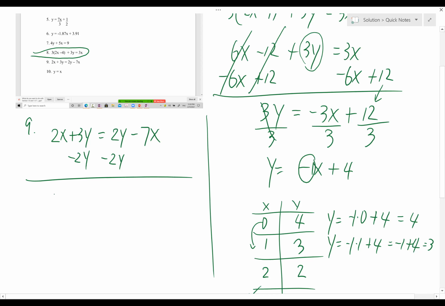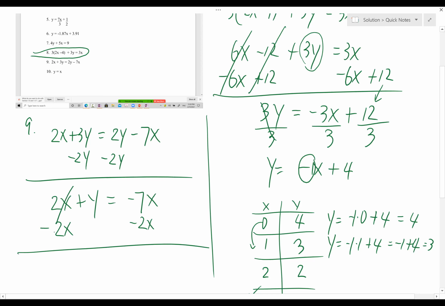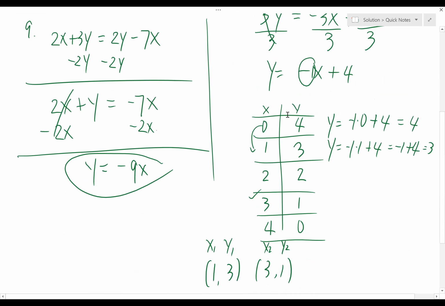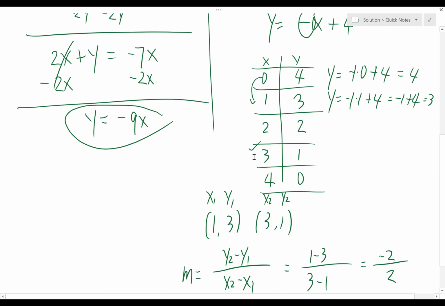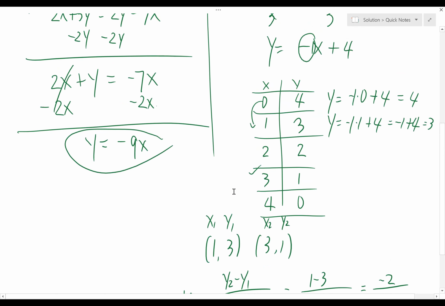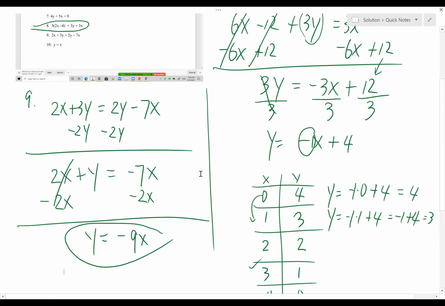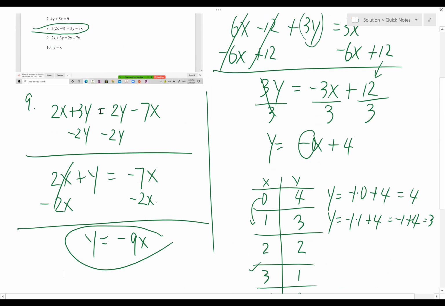So canceling the 2y, we get 2x plus y, since 3y minus 2y is 1y, right? So equals minus 7x. Now from there, you subtract 2x from both sides of the equation. We get y by itself on the left, and minus 7x minus 2x is minus 9x. Okay. So now once you have the equation, set up the table, throw in the numbers, get all the pairs, then you get the slope, right? Okay, so I leave the rest to you. And yeah, I take care of the algebra part.